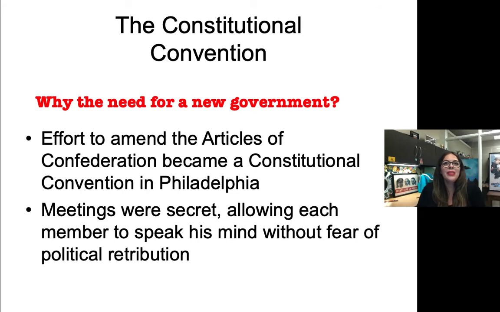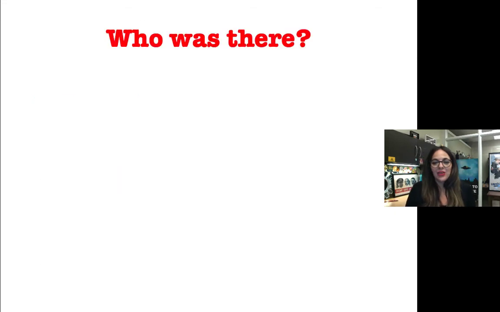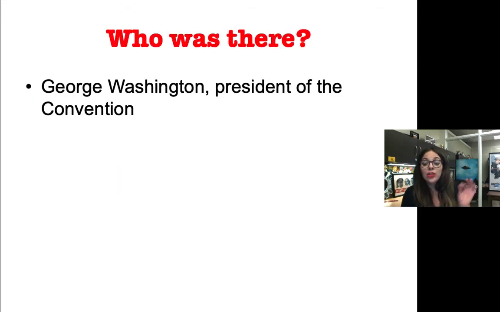Insanity, right? But they're trying to figure it out. And there's a lot of suggestions that are kind of out there and wild, like Alexander Hamilton has a few things that are like, what? But that's why they did it in secret, so that the delegates there would speak their mind freely without fear that they were going to be accused of being closet monarchists, which does happen, but that's another story for another day.